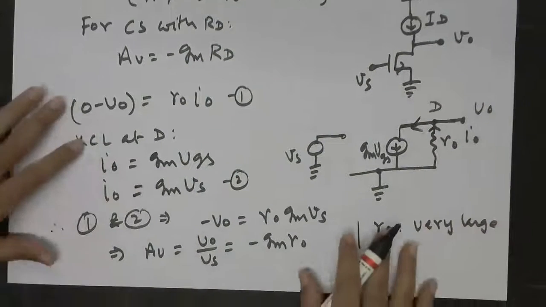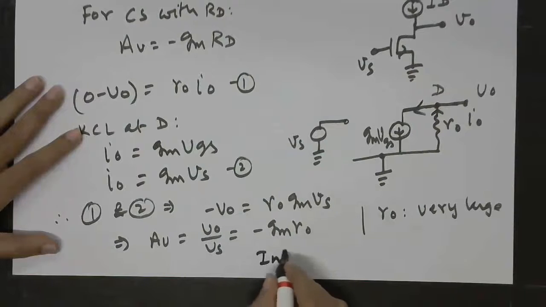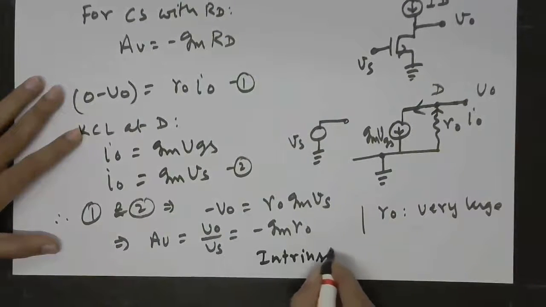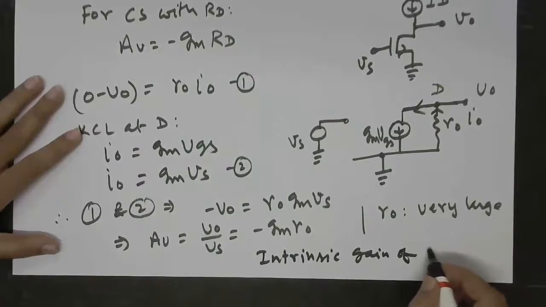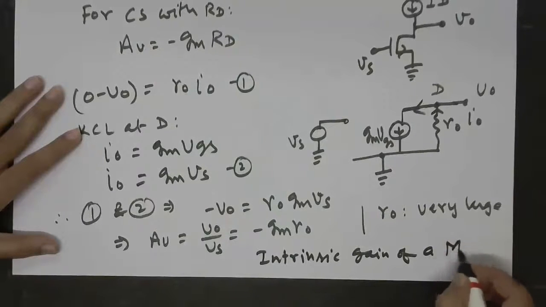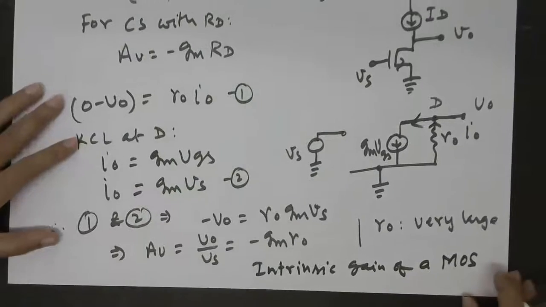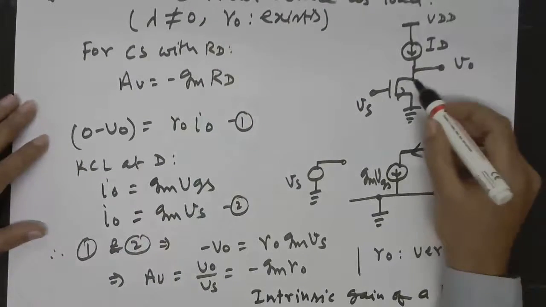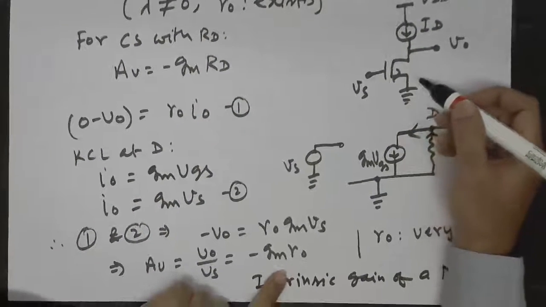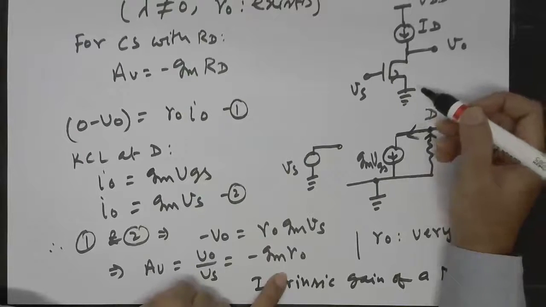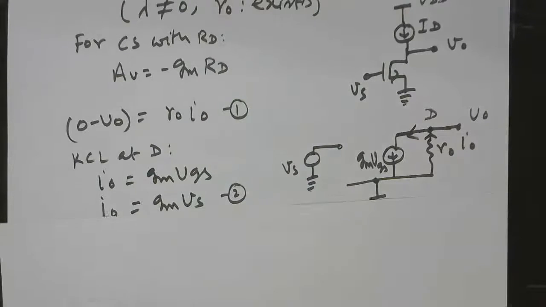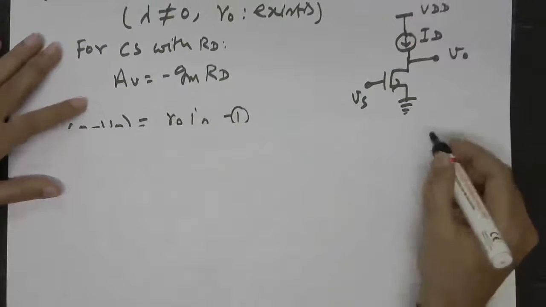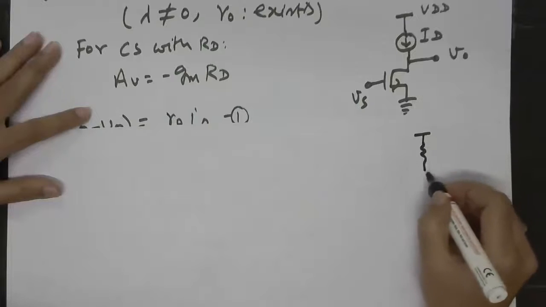And that is why this is also called the intrinsic gain of a MOS. That means a MOS on its own can offer this much gain. Now if you recall the result with RD and lambda not equal to 0, for that case we had this circuit.